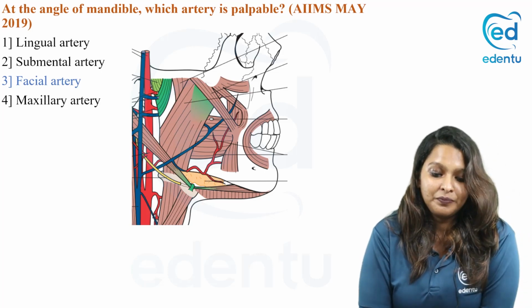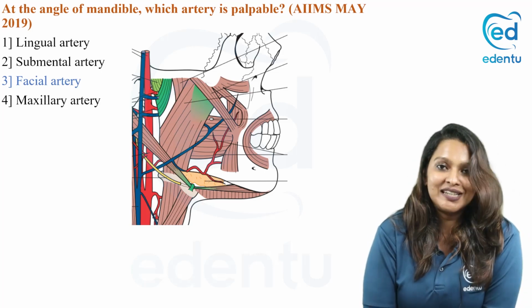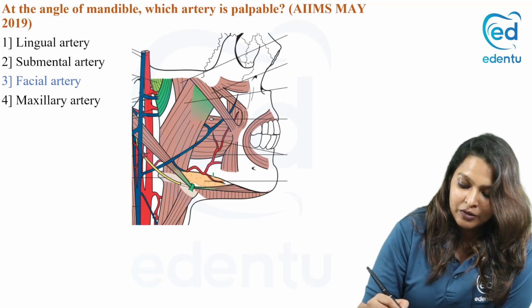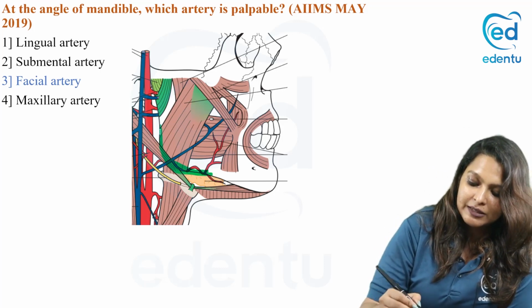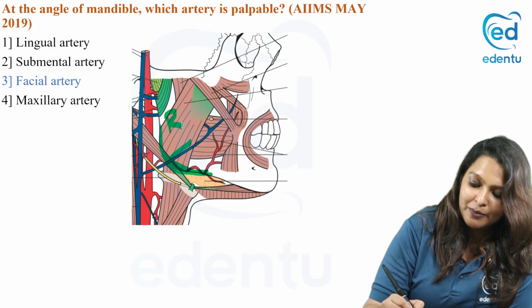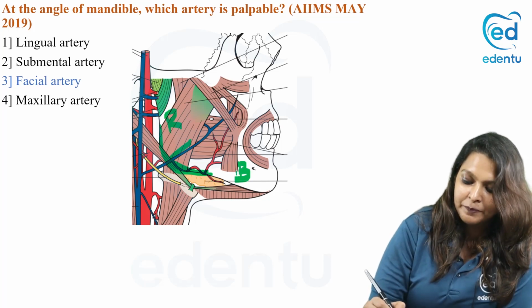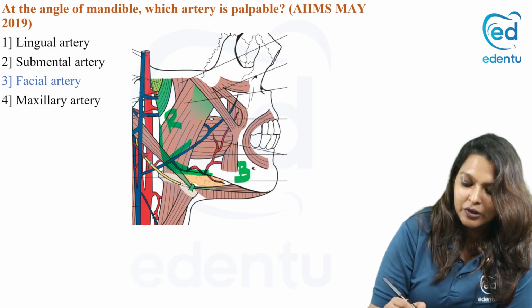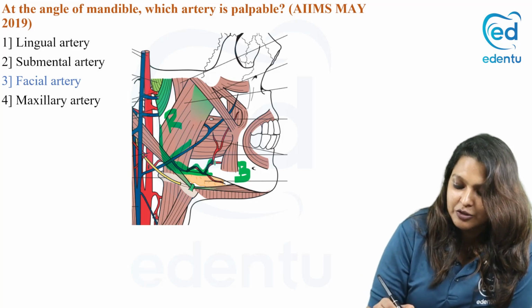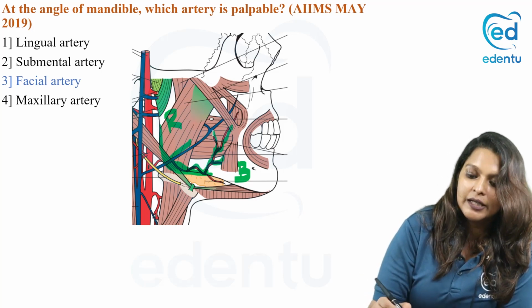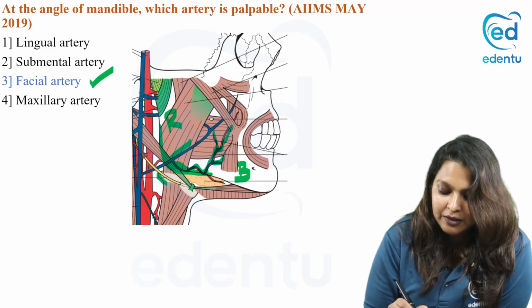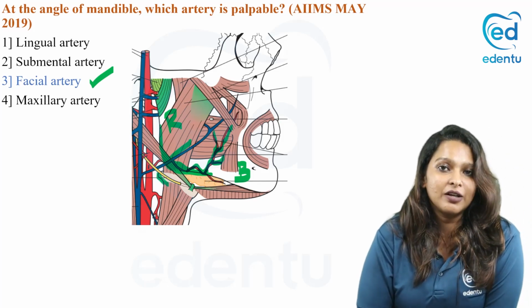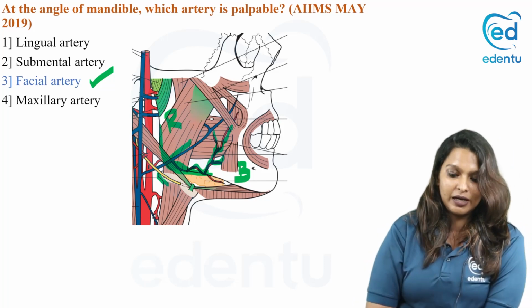At the angle of the mandible, which artery is palpable? So this here is the angle of the mandible. It is a junction where the ramus of the mandible meets the body, and close to this you have only one artery that is tortuous in nature. So what is the artery? It is the facial artery. The one related to the greater horn of the hyoid will be the lingual artery.